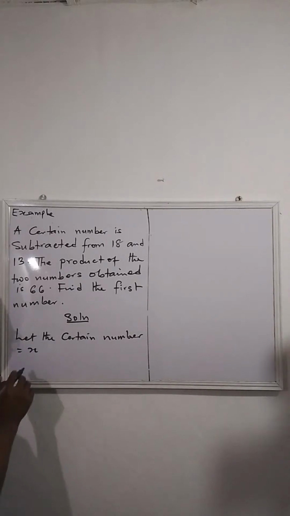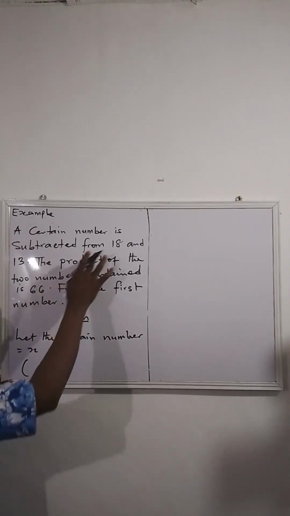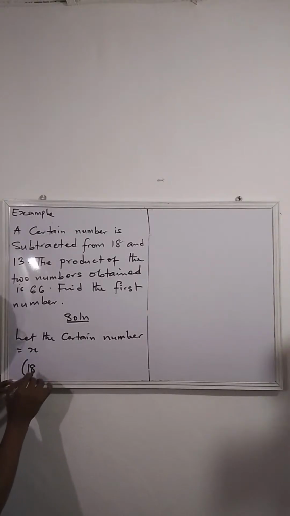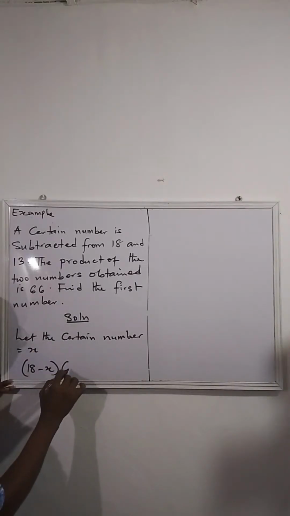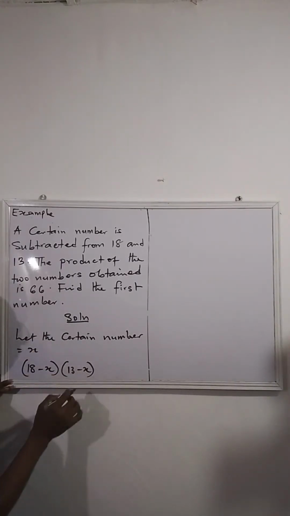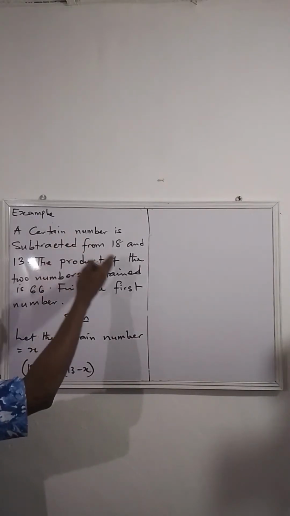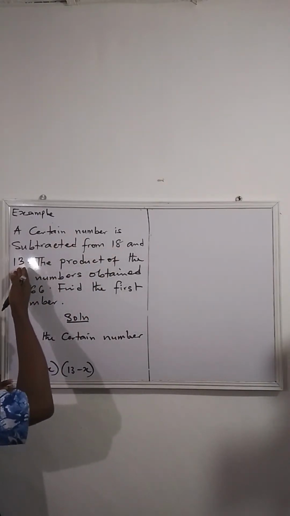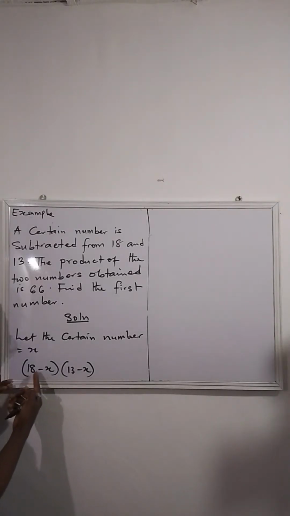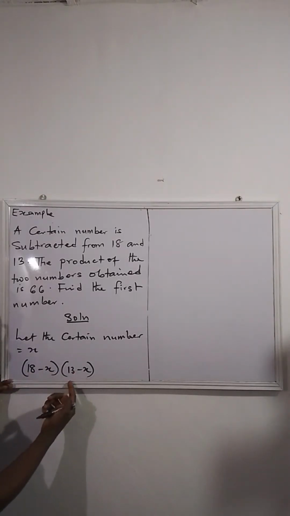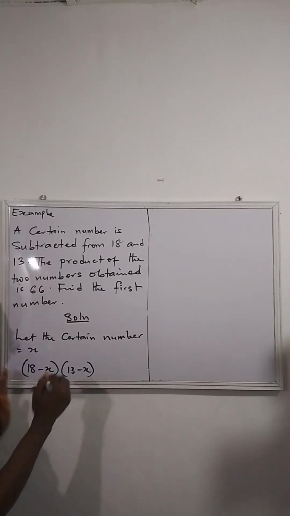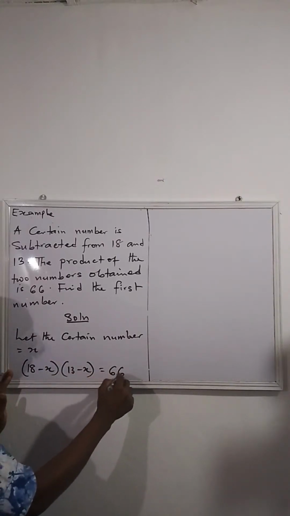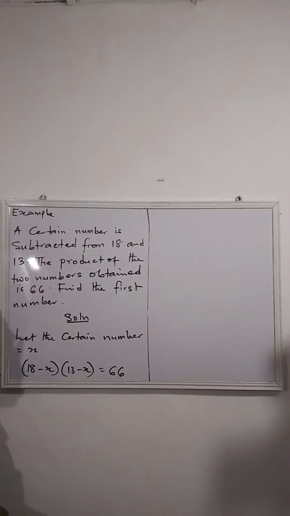So we subtract x from 18, so we have 18 minus x. We multiply it by 13 minus x, because we are subtracting a certain number from 18 and 13. So as you can see, I'm subtracting x from 18 and also from 13. The product means multiplication, so we multiply what we have. The result is 66. So that's what the question is talking about. This is the first thing.